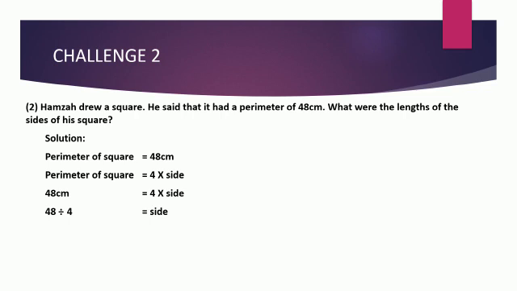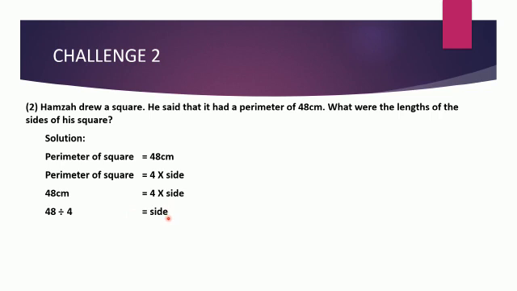Okay students, you can see 4 is multiplied here. Then you will move 4 to the other side of the equal to, so it will be changed into divide. Multiply will be changed into divide. So 48 divided by 4 is equal to side.